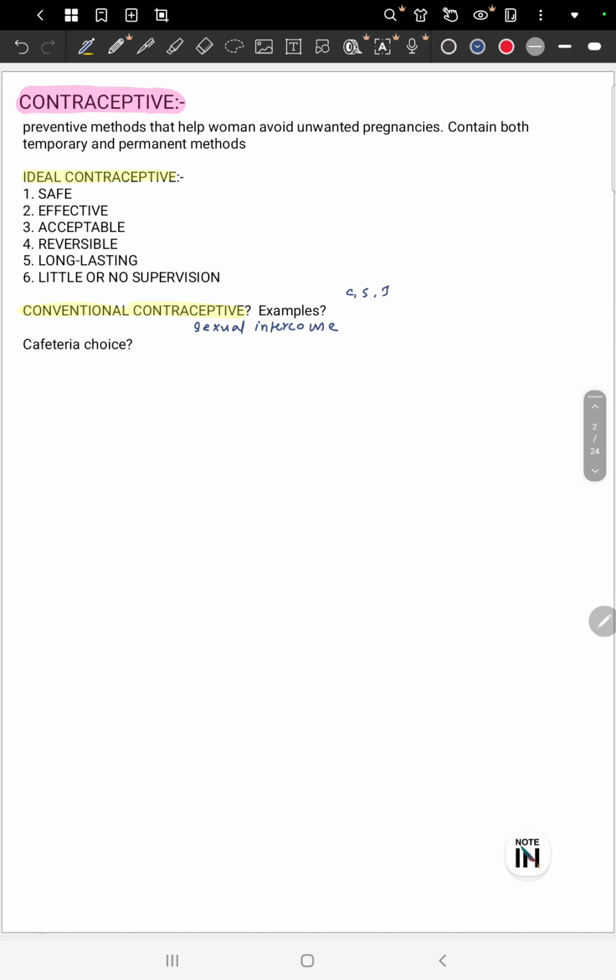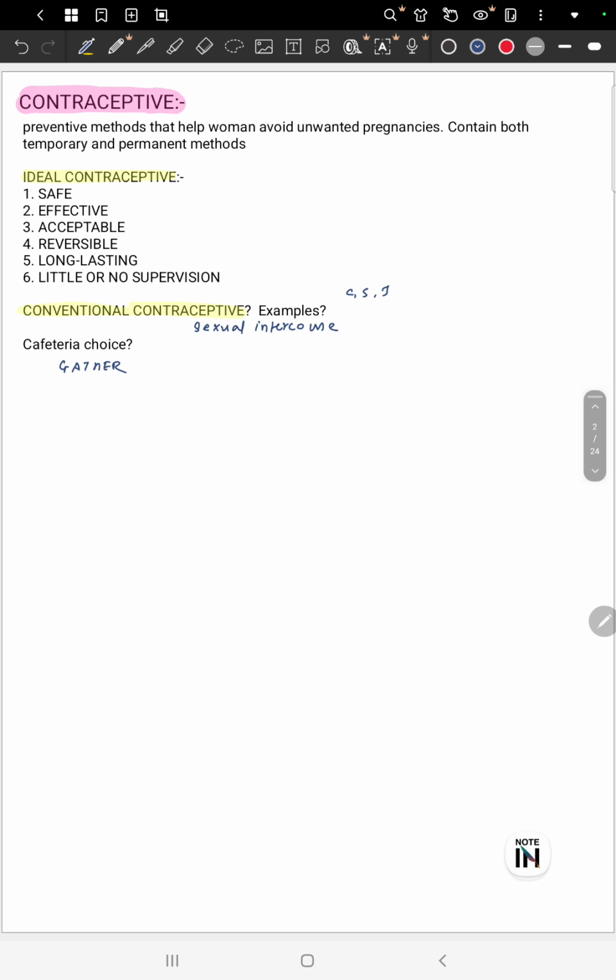And then what do you mean by cafeteria choice? Cafeteria choice is to provide all the available contraceptives and make him or her choose according to his or her choice. However, nowadays the method-mix approach is used as compared to the cafeteria choice.